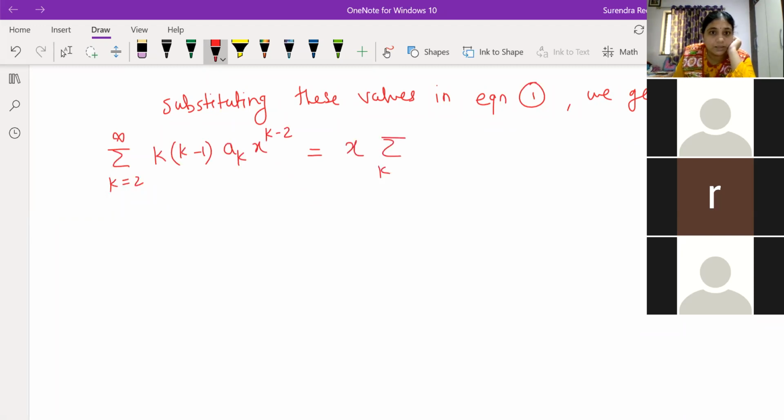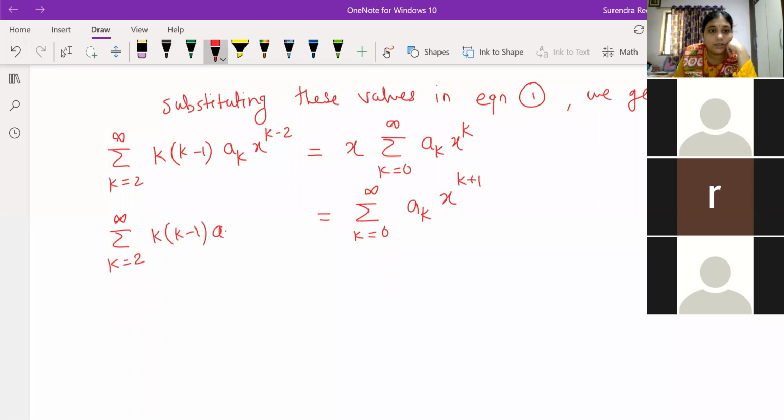Y of x is summation k equals 0 to infinity a_k x raised to k. And x, if I take inside, because this summation is independent of x, I will get k equals 0 to infinity a_k x raised to k plus 1. So the left hand side is k equals 2 to infinity k into k minus 1, a_k x raised to k minus 2.